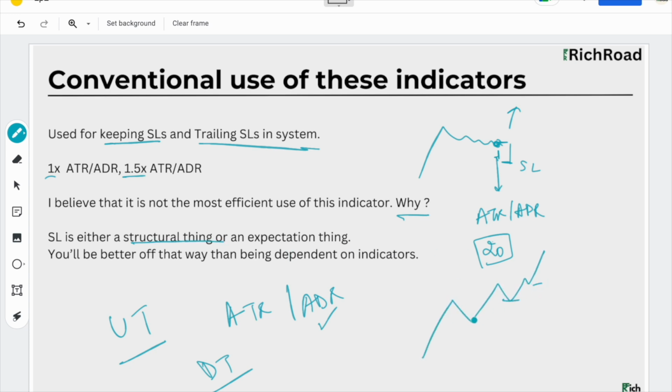Higher highs, higher lows. That will be your SLs. That is one way. Or the other way is something called the expectation approach. I'm sure you have seen people talking a lot about tight SLs, small SLs and all that.